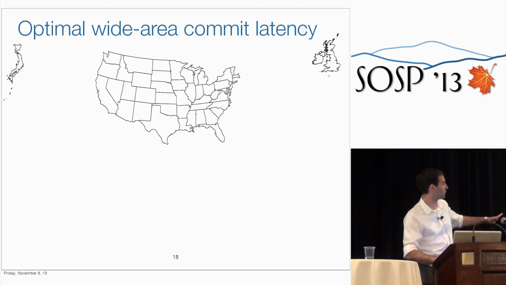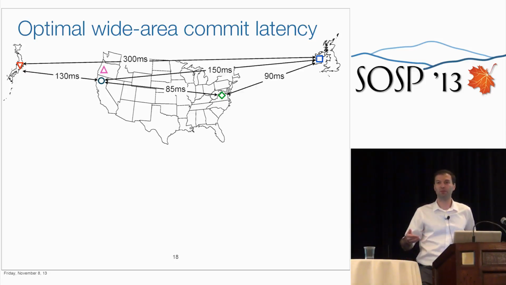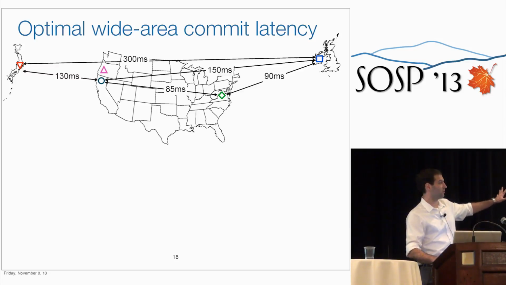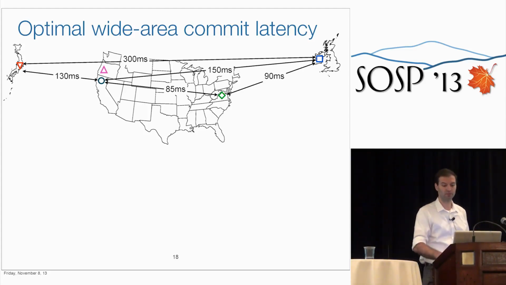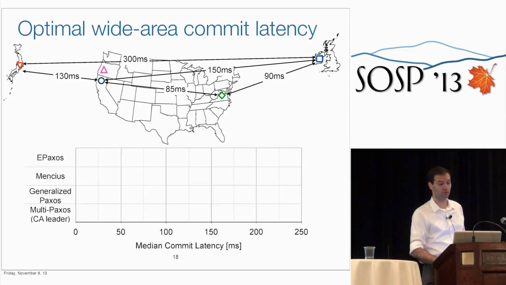So this is the same map that I showed you before. We have a replica in Virginia, one in North California, Oregon, Ireland, and Tokyo. And this is to give you a sense of the round trips between these locations. So we had clients at each of these locations, and the clients submitted commands, and then they measured the time it took to get back the commit notification for all the 4 protocols.